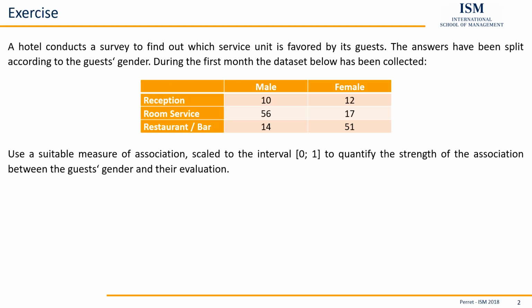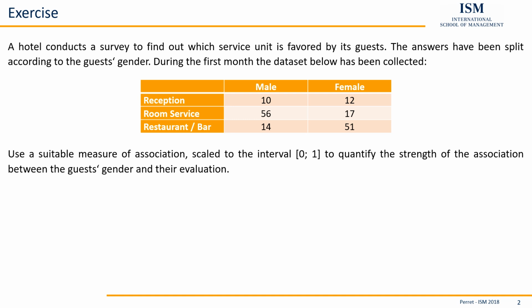A hotel conducts a survey to find out which service unit is favored by its guests. The answers have been split according to the guest's gender. During the first month, the dataset below has been collected. Use a suitable measure of association scaled to the interval 0 to 1 to quantify the strength of the association between the guest's gender and their evaluation.